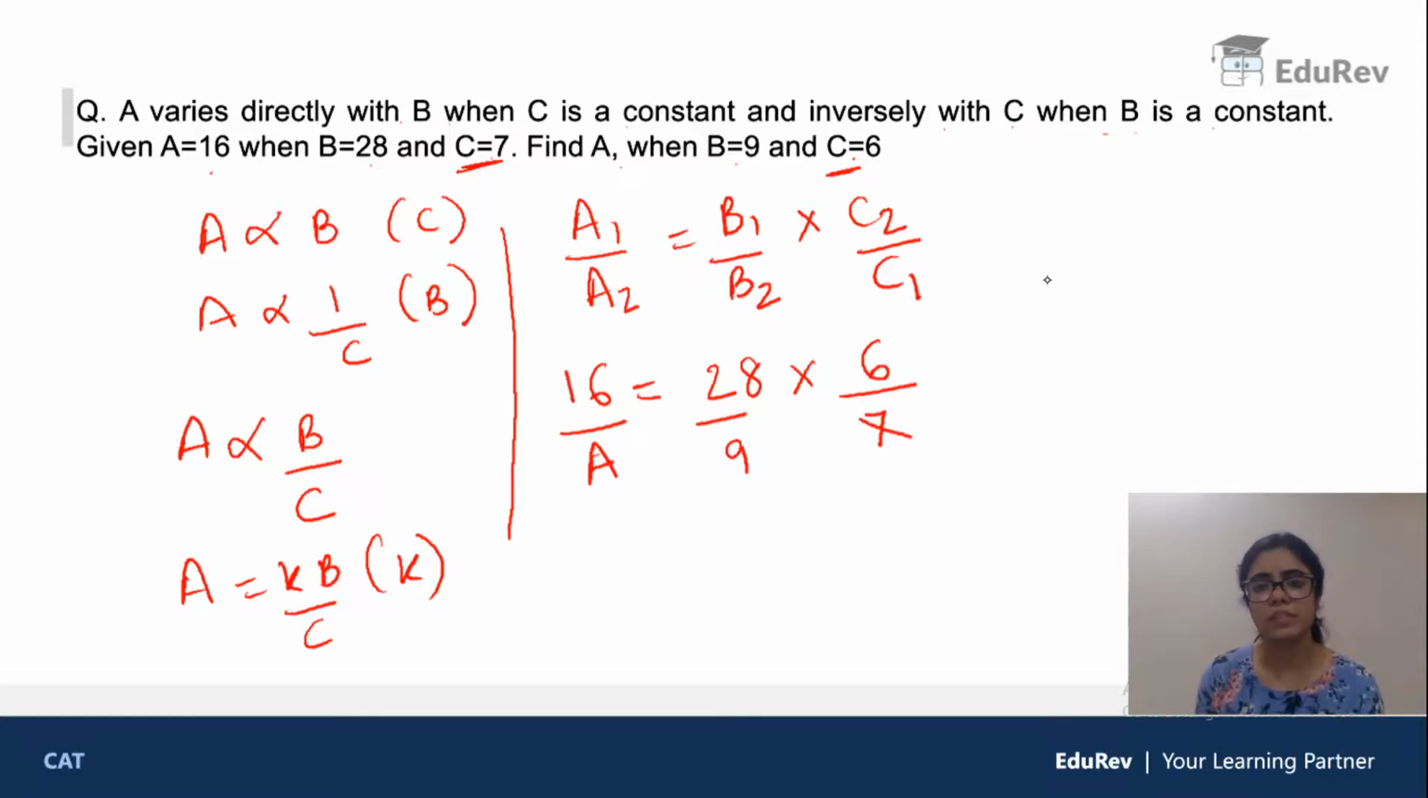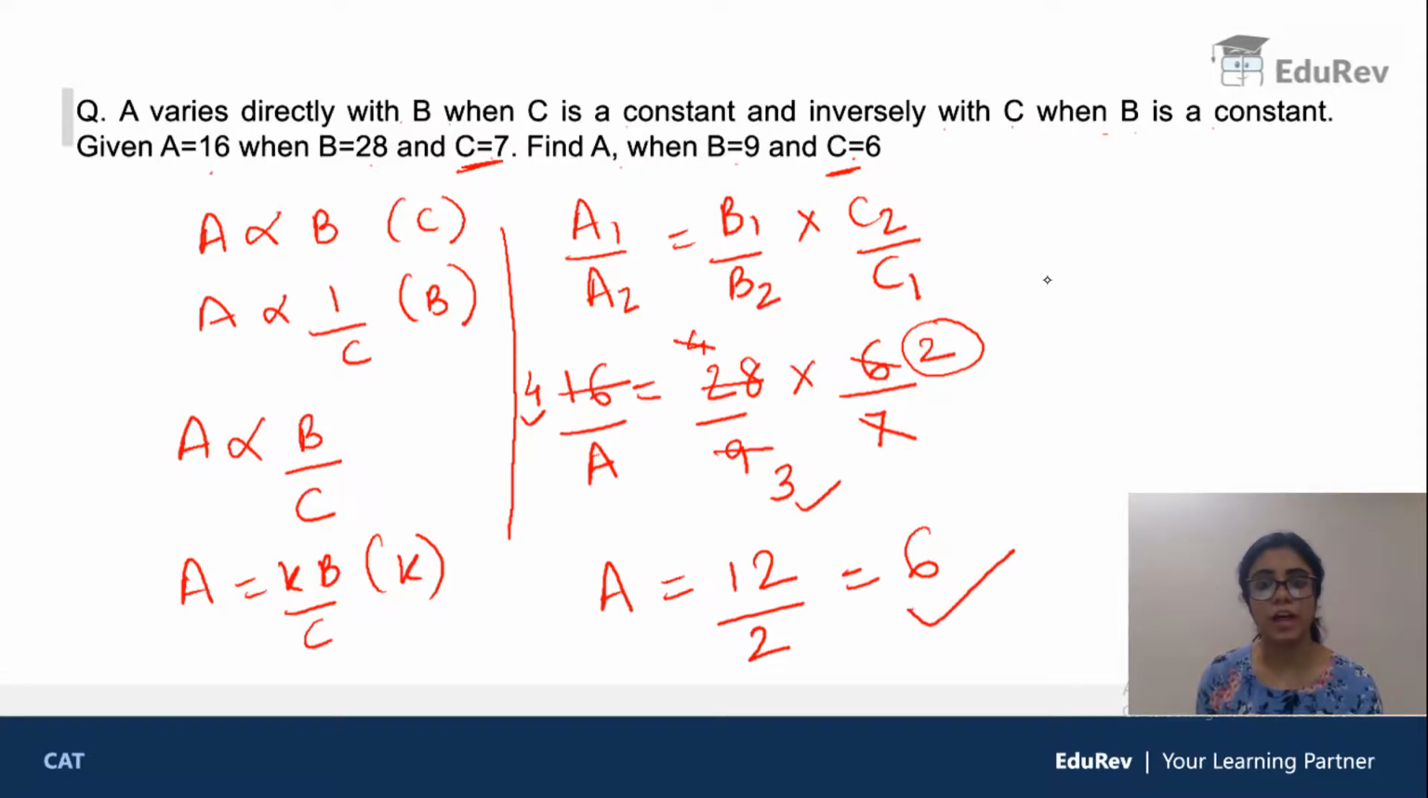So what I can do is 7 ones are 7, 7 fours are 28. Okay? 4 ones are 4, 4 fours are 16. Again 3 twos are 6, 3 threes are 9. So what will happen? I will have A is equal to 4 into 3 will become 12, upon this 2 will go in the denominator. So 12 upon 2 will give you 6. So your value of A2 is nothing but 6. So this is your answer. So this is how you can solve it.